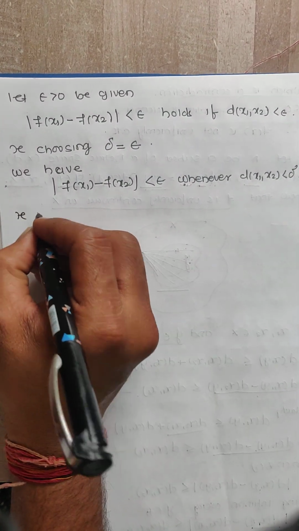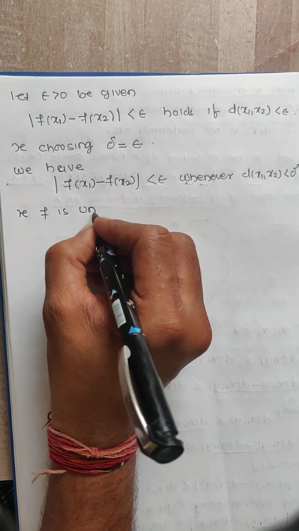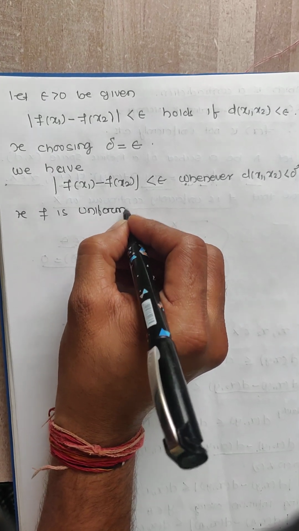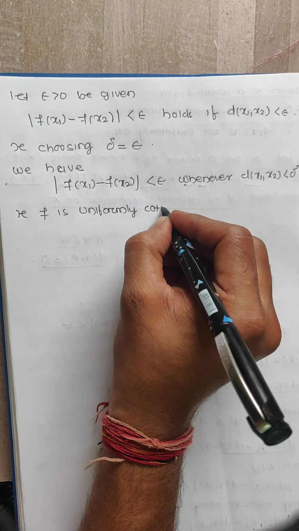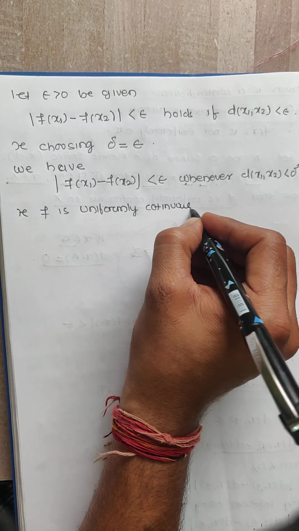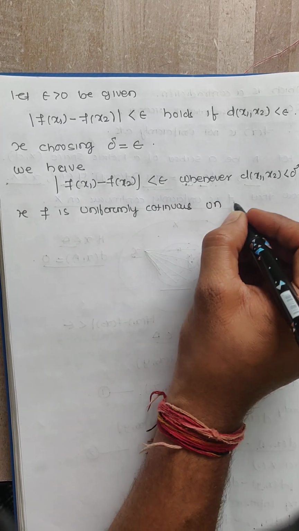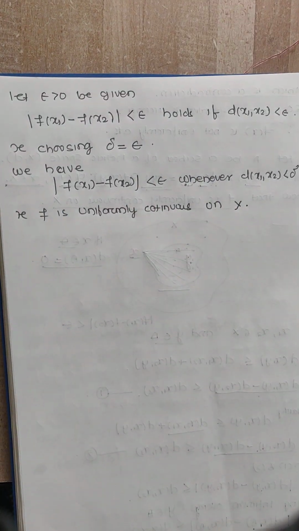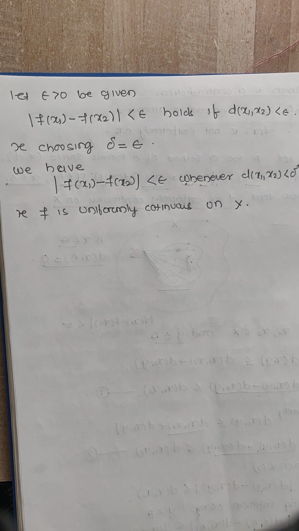That means f is uniformly continuous on X. That is, f is uniformly continuous on X.